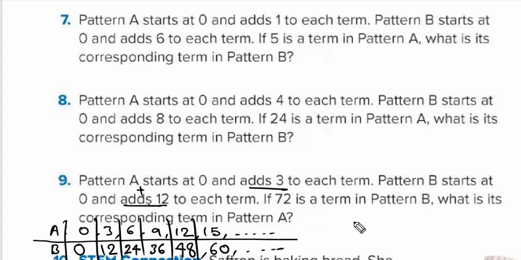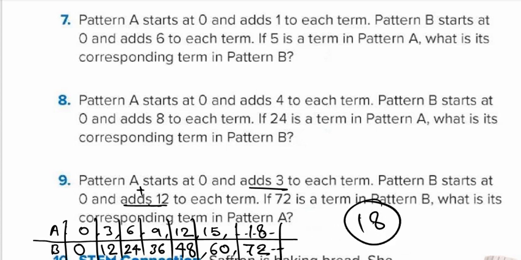60, and like this. Now it is asking if 72 is a term in pattern B, what is the corresponding term in pattern A? Now here one simple thing is 60 plus 12 is 72. Now what is the corresponding term here? So here 12 plus 3, 15, 15 plus 3, 18. So corresponding term is 18.